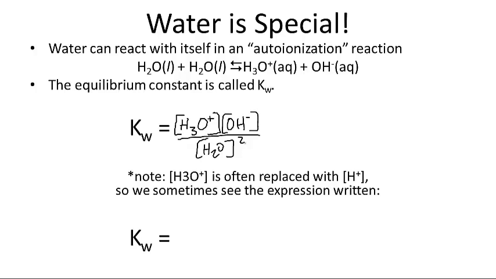Water is a pure liquid. So pure liquids, they just go in as a value of 1 in our equilibrium expression. So I'm going to get rid of the H2O on the bottom. And so it's just concentration of H3O plus times concentration of OH minus is Kw. And this has a nice convenient value for us at room temperature. So this equals 1 times 10 to the negative 14th at 25 degrees Celsius.